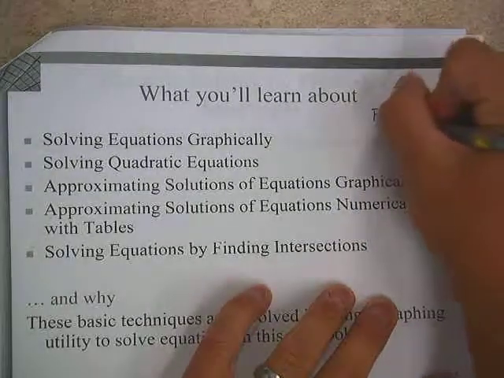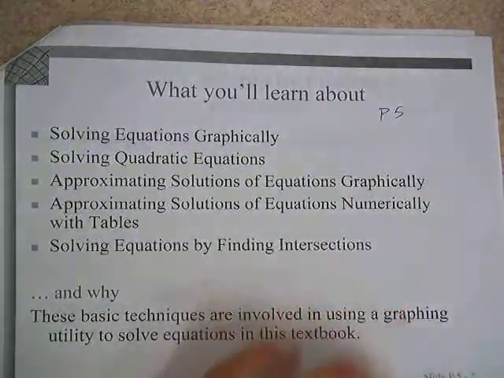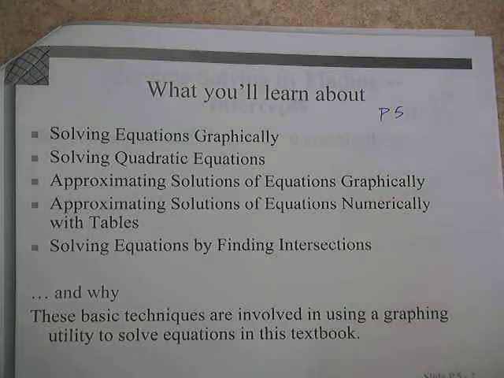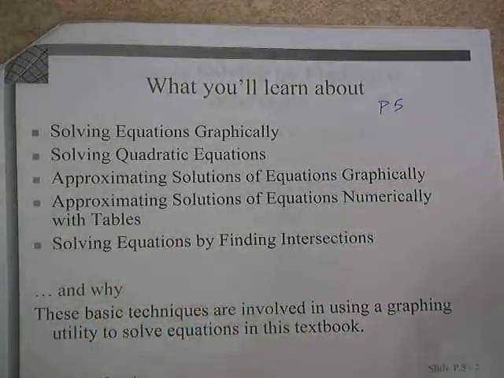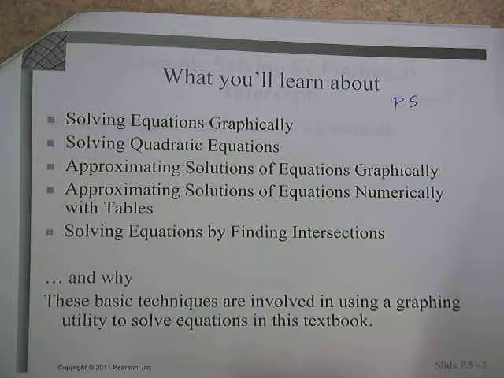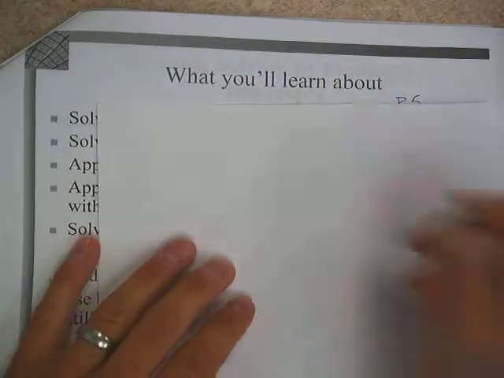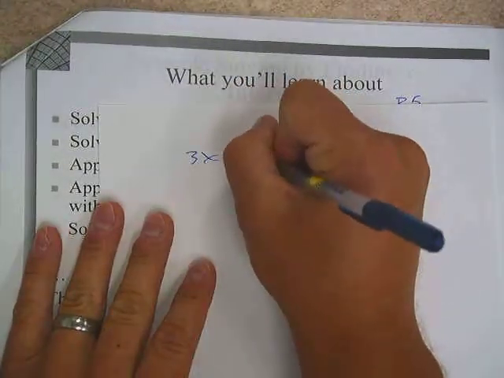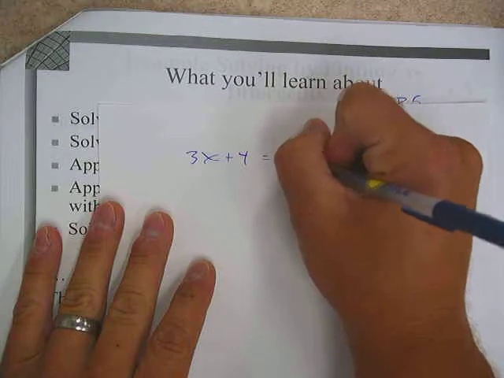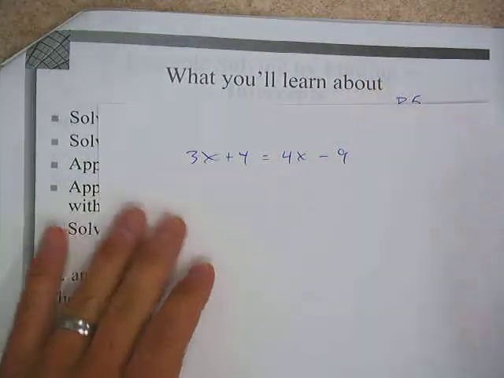Okay, for section P5, we're going to talk about solving equations graphically to start out with. And I've mentioned a couple times already about the ACT test and you having a graphing calculator and it being a multiple choice test. And we've studied some types of equations so far in this class, like say 3x plus 4 equals 4x minus 9.